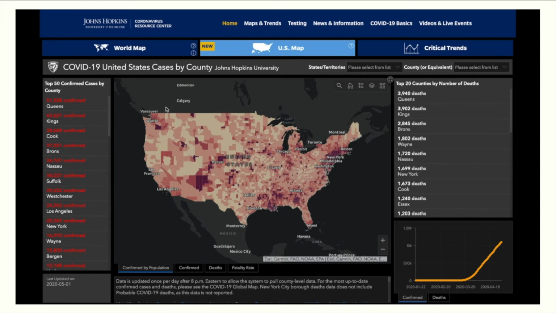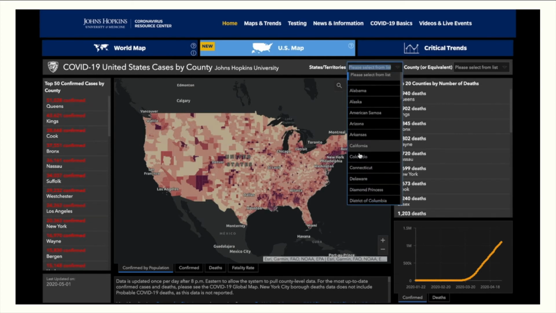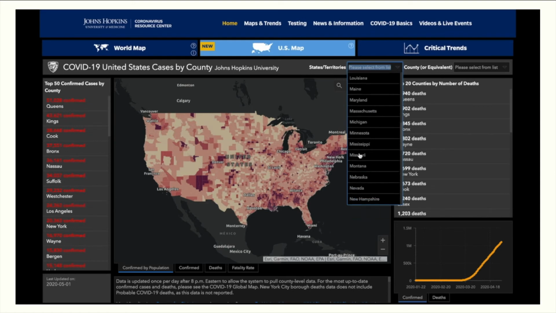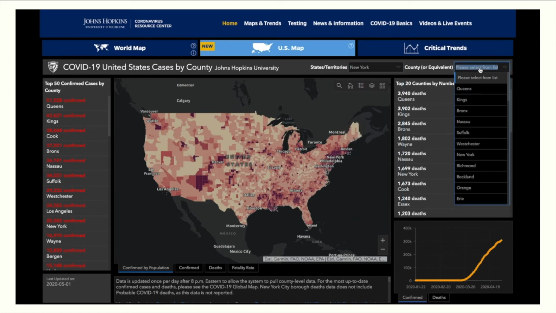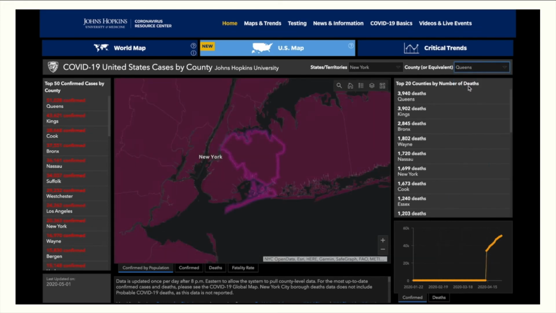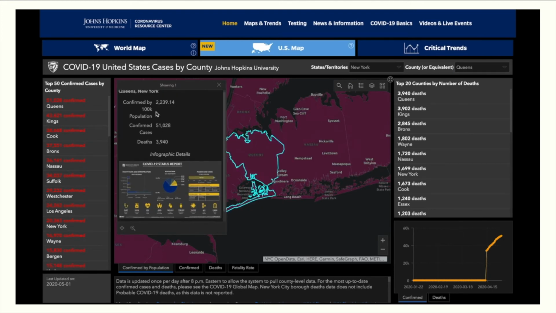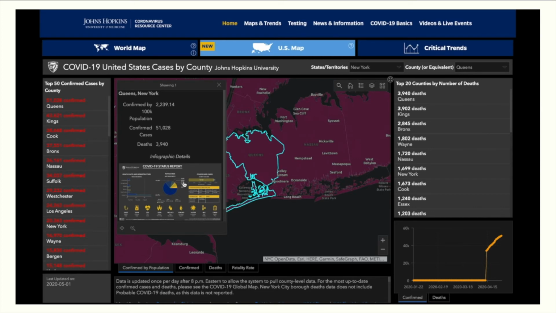If you look at Queens County, they report a total of 51,028 confirmed cases, and out of that number, there are 3,940 deaths so far. And then I also want to show you a really great feature that comes with this resource. I'm going to select New York, and I'm going to select Queens since they have the most cases, and I am going to further click on here, and it will show up this window that will take us to a generated report that would give us visuals by demographics and use of insurance, and some useful data as well.